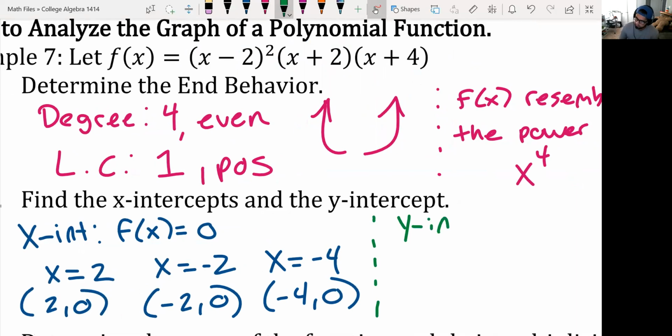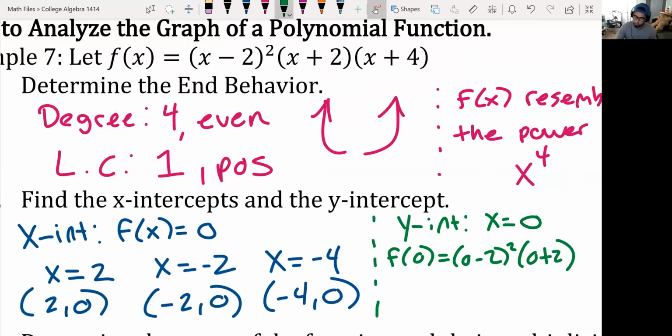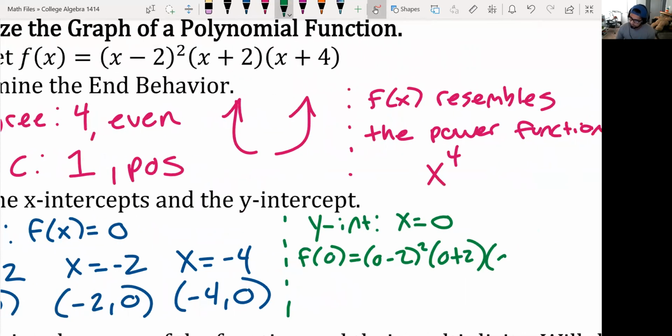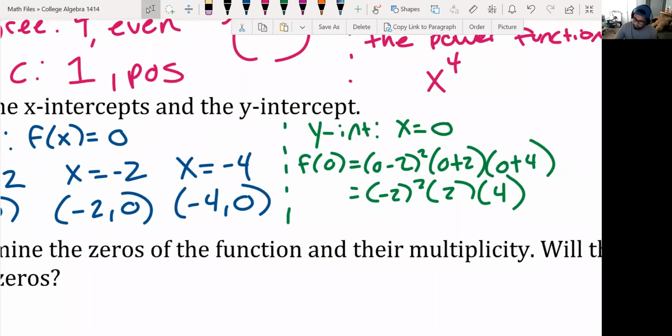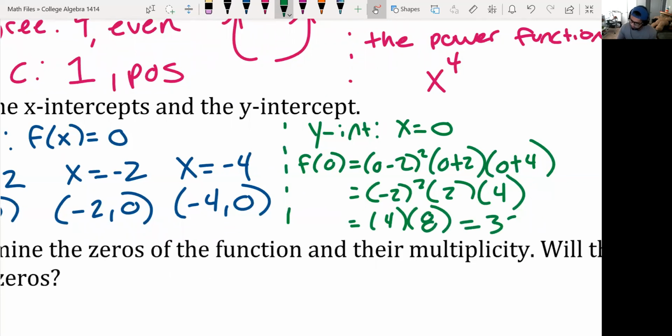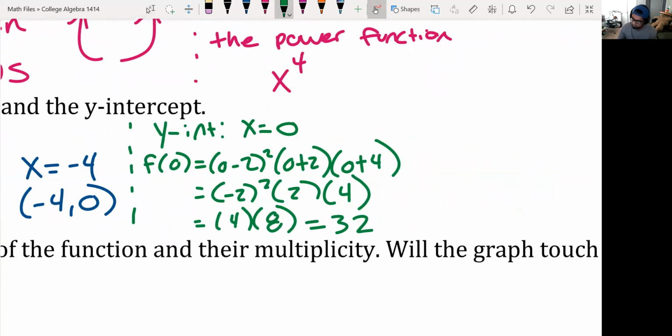To find the y-intercept, you just let x equal 0. So you plug 0 into the whole function. So you'll get f of 0, and I'll have 0 minus 2 squared times 0 plus 2 times 0 plus 4, and you'll get negative 2 squared times 2 times 4, which will give me 4 times 8, which gives me 32. So our y-intercept is 0, 32.